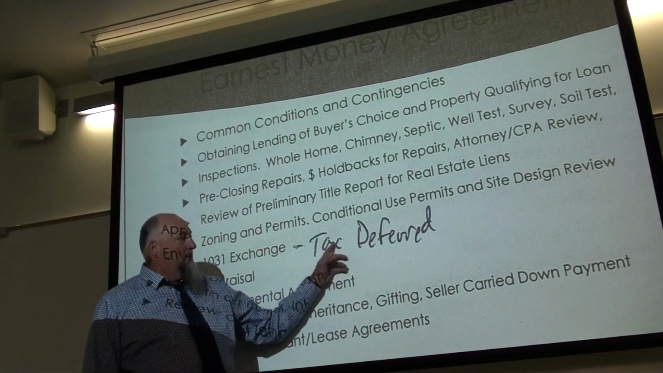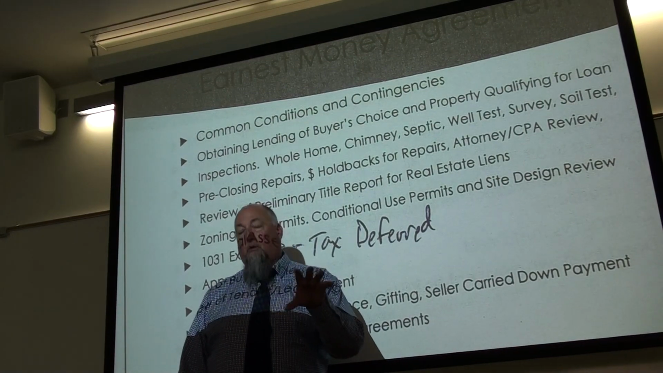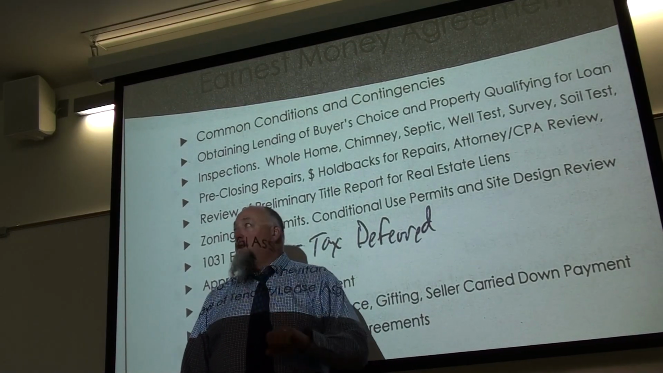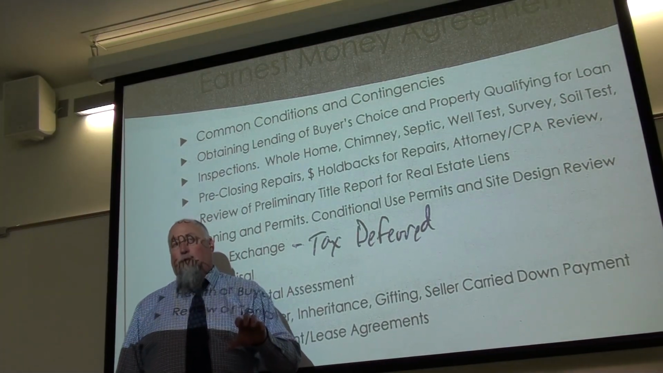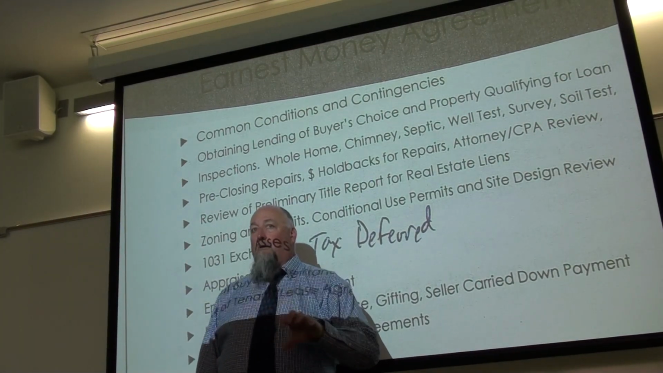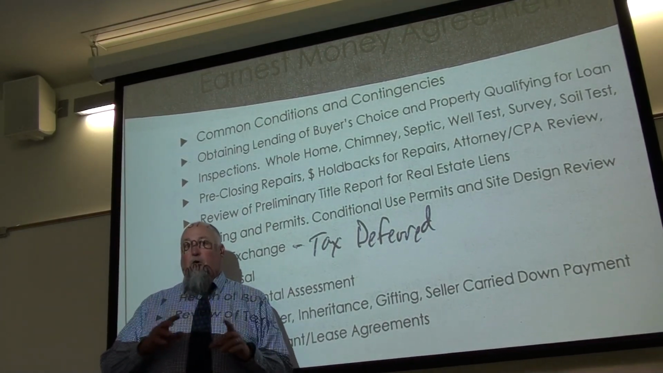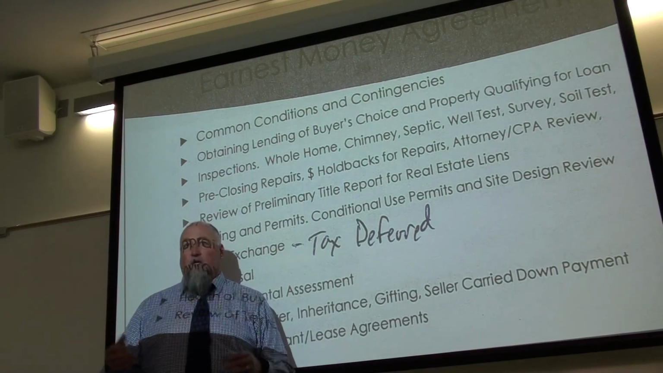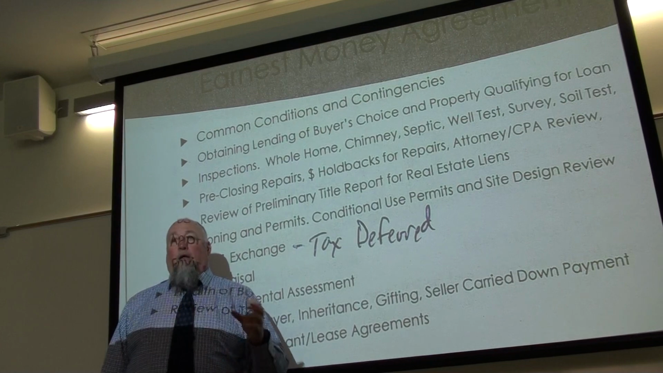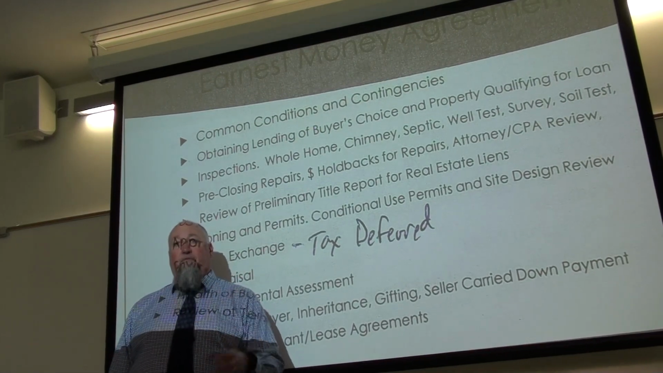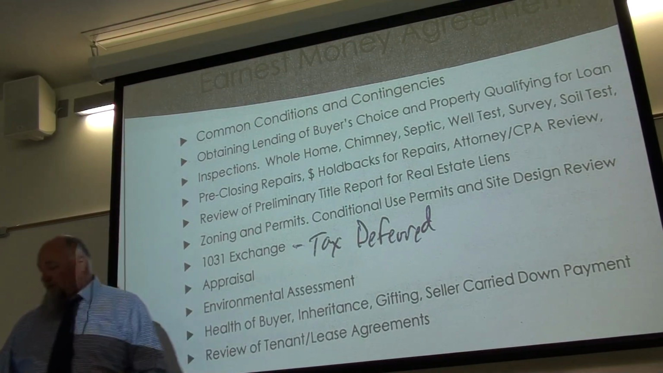But so to do that, when you close the transaction as the seller, you cannot receive the money directly from the buyer. If you get the money from the buyer, you are going to get taxed on it. So the money has to go to a third party. It's a company, it's called a 1031 facilitator, and they will hold the money until you have found another property. And yeah, go ahead, question?